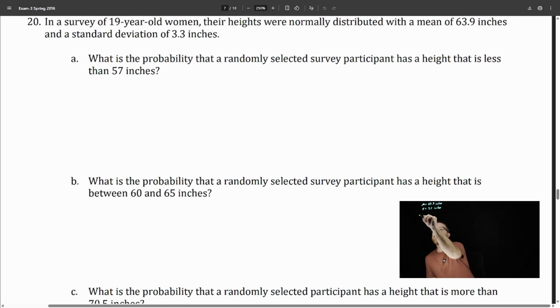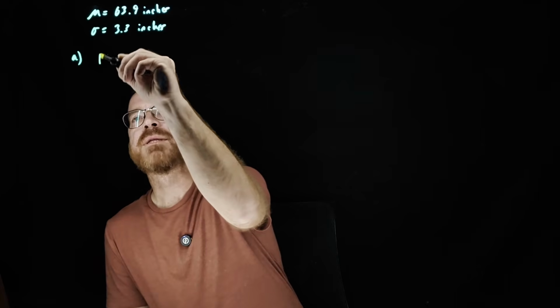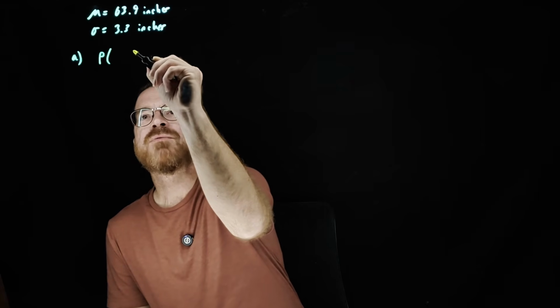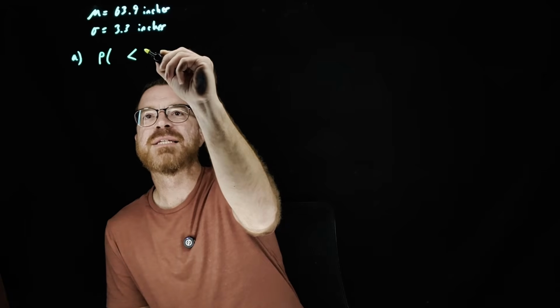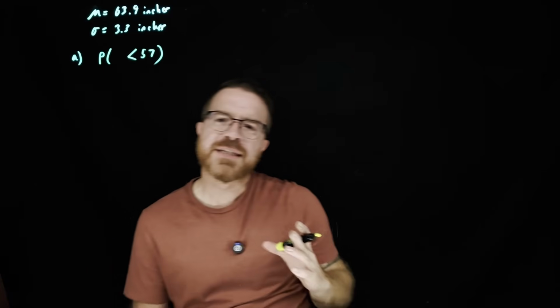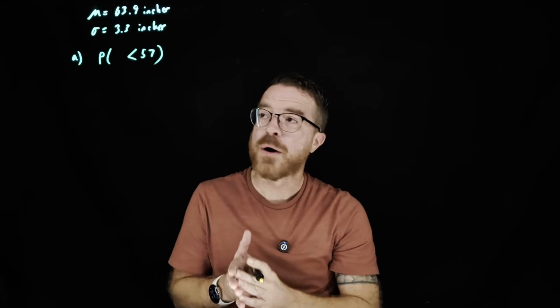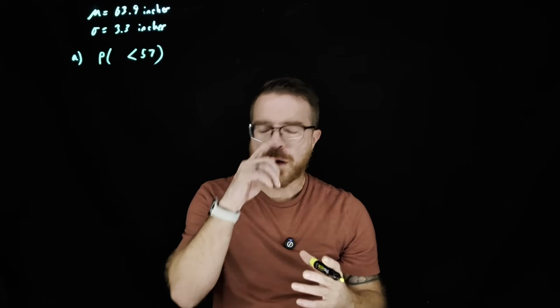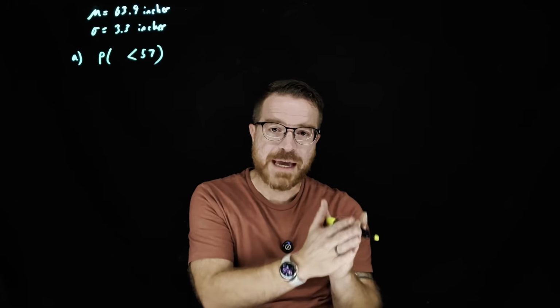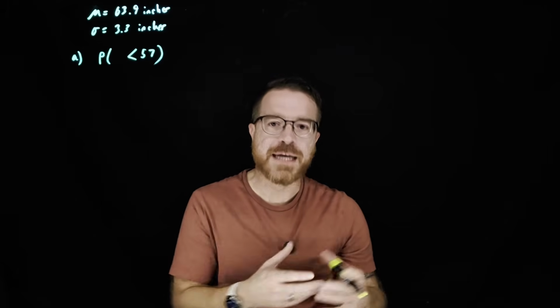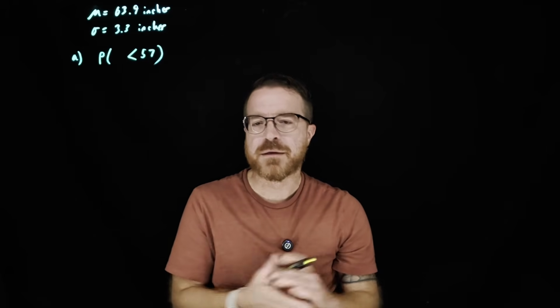Part A says, what is the probability that a randomly selected participant has a height less than 57 inches? So we know we're looking for a probability, and we're looking for a height that is less than 57 inches. So now the question is, is this x or is this x bar? Well, usually if it's x bar, obviously the question should have average or mean, right? The mean height or the average height of a sample of women.